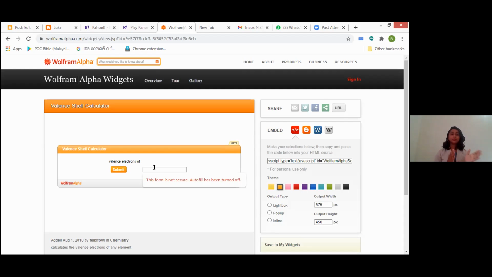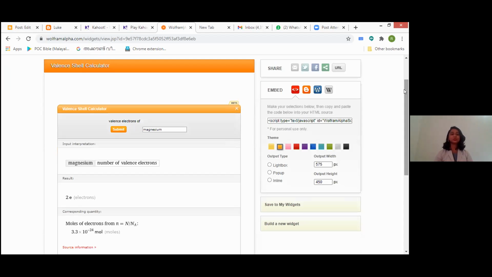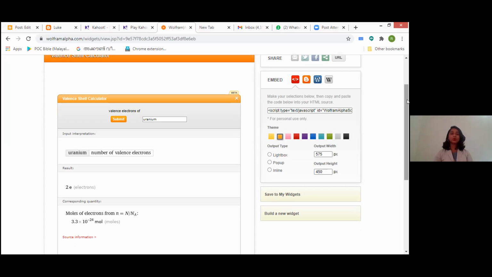Now, magnesium. We have learned about magnesium. So I am writing magnesium. We can find out how many valence electrons are in magnesium. Yeah, 2 electrons. We know that. Another example, we can go to uranium. It's a radioactive metal. Any element we can find. So it also has 2 valence electrons. So hope you all understood.